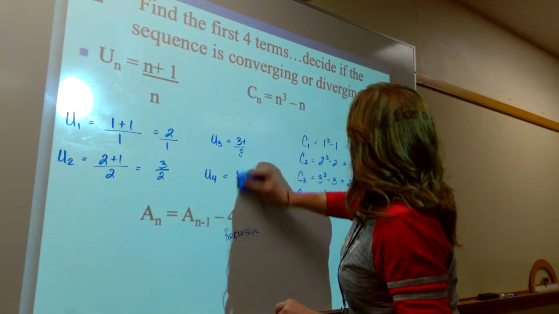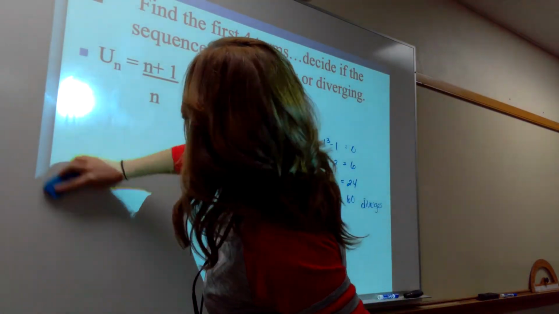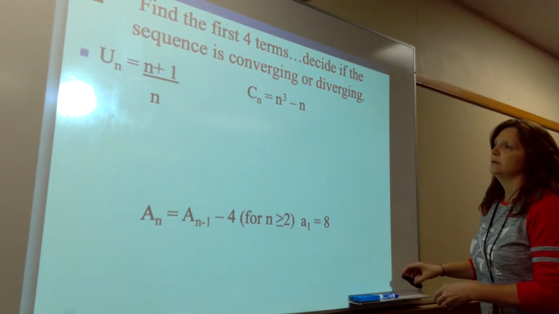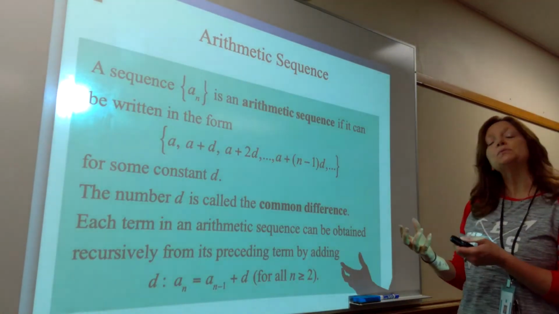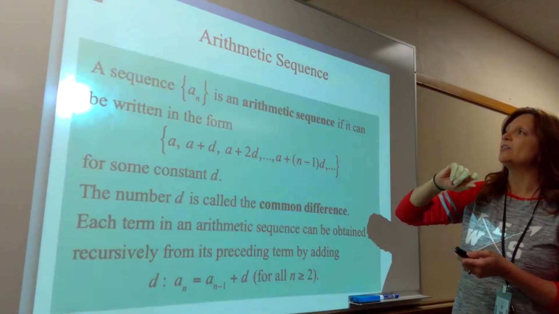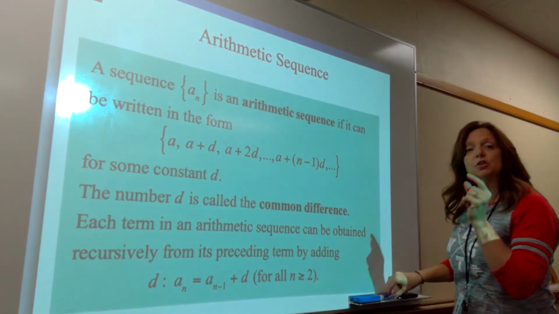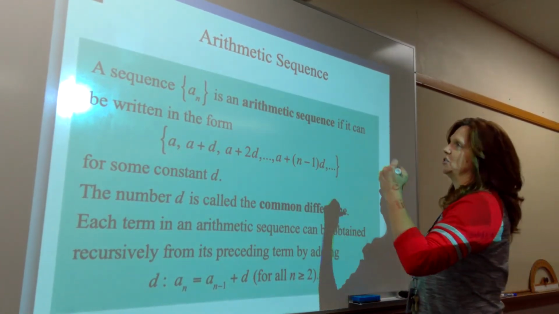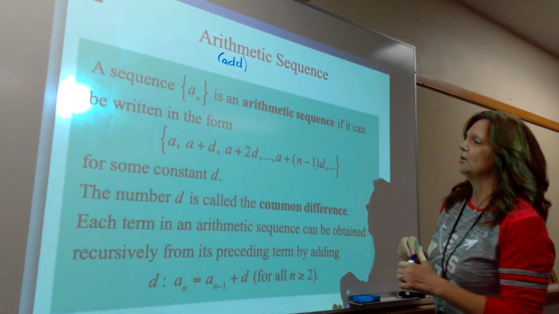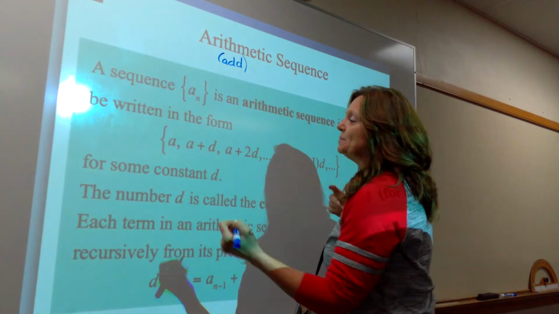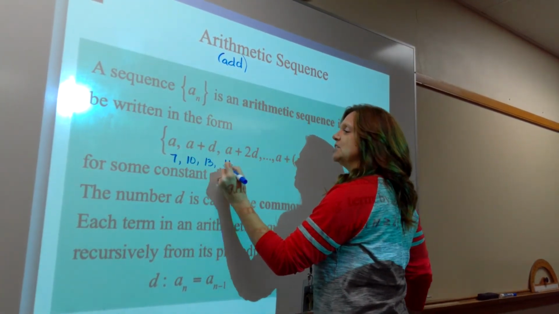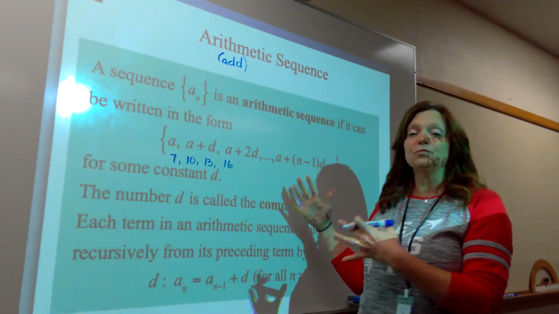So that's what, just to kind of narrow this down a little bit for us. Okay. So the two that we're going to focus on are arithmetic and geometric. Okay. So arithmetic, or when you add to go from one term to the next. Okay. So these are adding. So the first term might be something like 7, and the next term is 10, and the next term is 13, and 16, and so on. So we can see that we're adding 3 each time.